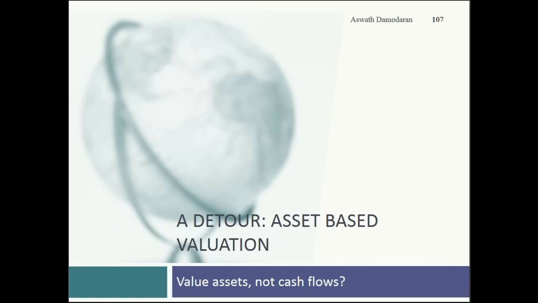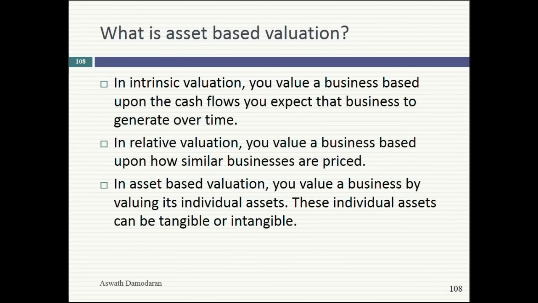So let's take a little detour. In intrinsic valuation, you value a company based on cash flows, growth, and risk. In pricing, you price a company based on how similar companies are priced out there. Let's take a detour and do what's called asset-based valuation. In asset-based valuation, instead of valuing the entire company, you value the assets that it owns. In other words, you go to the balance sheet and say, these are the six things you own. Let me value each one separately.